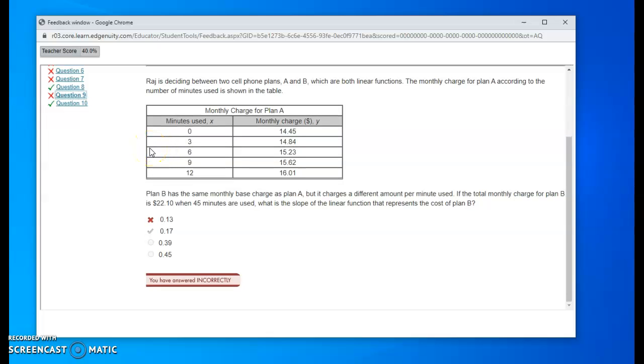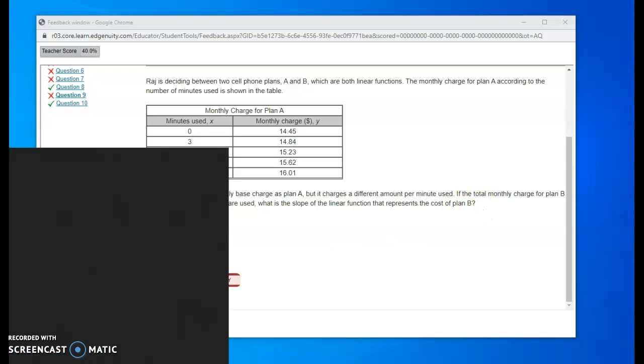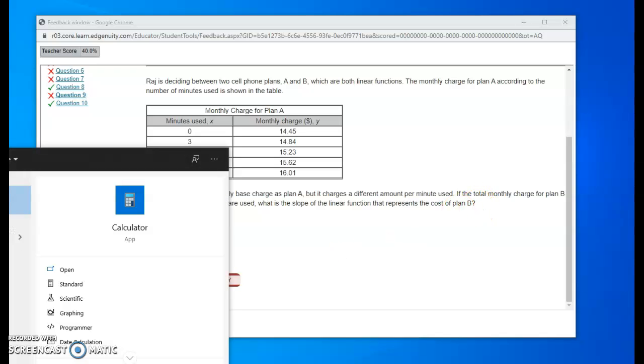Raj is deciding between 2 cell phone plans, A and B, which are both linear functions. A uses the table here, so 0 minutes and 14.95, and so on. Plan B uses the same monthly charge plan, but charges different amounts per minute used. The total monthly charge for B is 22.10 when 45 minutes are used. What is the slope of the linear function for plan B? Okay, so here we're going to need a calculator. Pop one of these up.